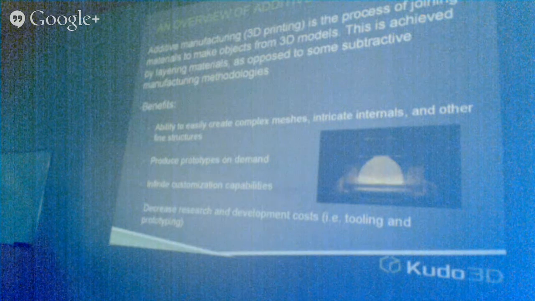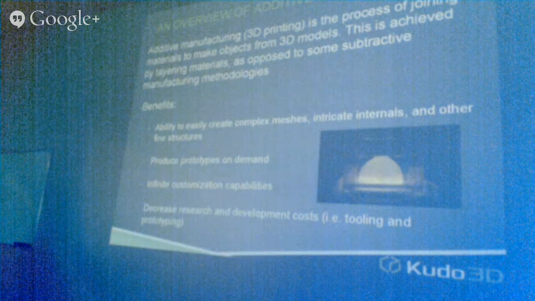So a little bit about 3D printing. It's an additive manufacturing process, so we join materials together to form a 3D model. A very good benefit of this is to create complex meshes, intricate internal and fine structures. And you can produce prototypes on demand and have infinite customization capabilities. It will also decrease research and development costs because you'll be able to create a lot faster.